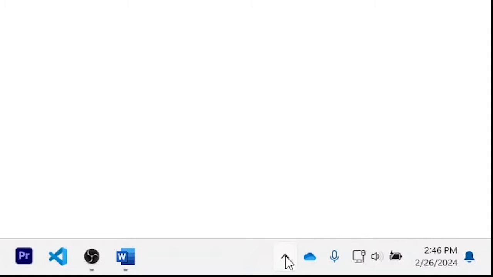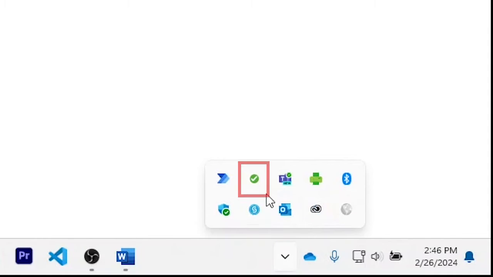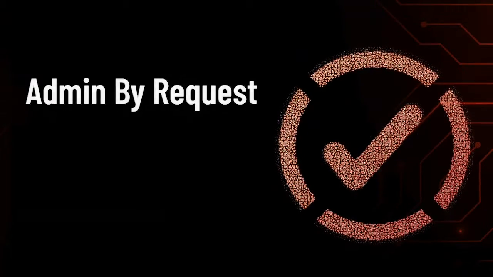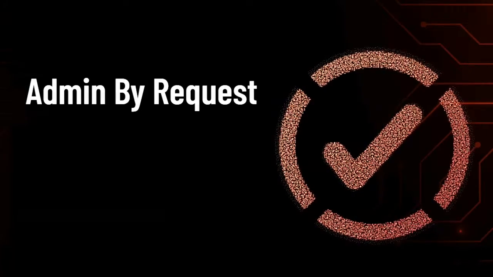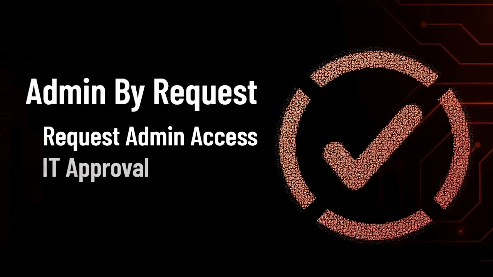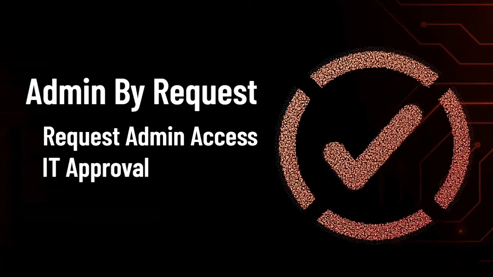The software is already installed on your computer. It can be accessed by clicking the caret near the clock and looking for the green circle with the white check mark. When admin by request detects unknown software is being installed, it is designed to intercept the install and prompt to request administrator access. After the request is approved by IT, you are given 60 minutes to complete the administrative task.